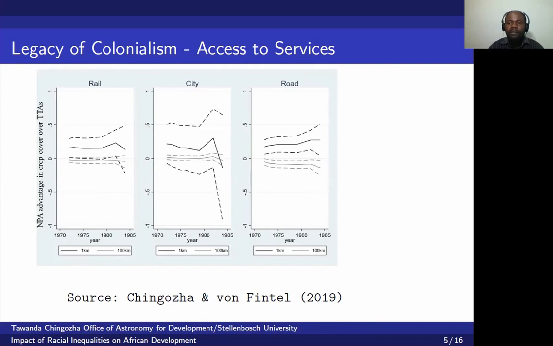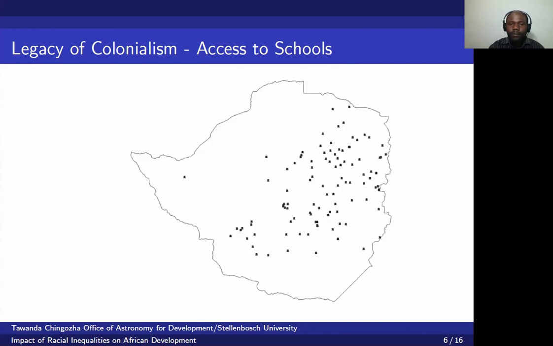So this also transcends even in terms of, say, you want to send your child to school. If the area that you are in doesn't have a good transport or good road or rail network, then it's very difficult for you to send your child to school. So that then resulted in or influenced these racial differences in educational attainment that we see even today.